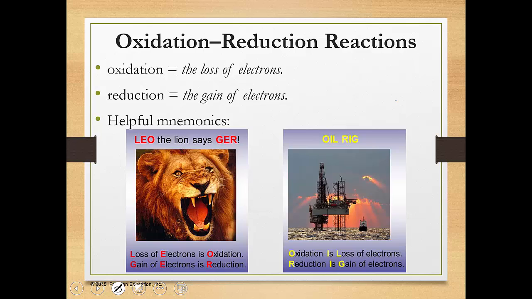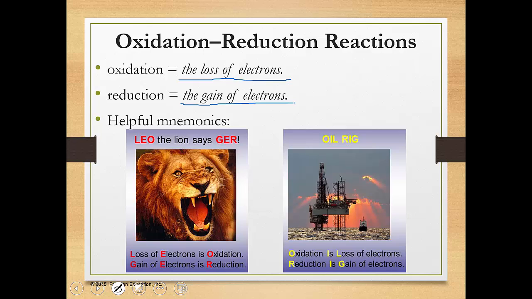Now, what do we mean when we say something's being oxidized or something's being reduced? You've probably heard of things being oxidized for a long time. Okay, but what does it really mean? Well, what oxidation means is that something is losing electrons, the loss of electrons. And reduction is the gain of electrons. Okay, now I know that seems a little bit counterintuitive.